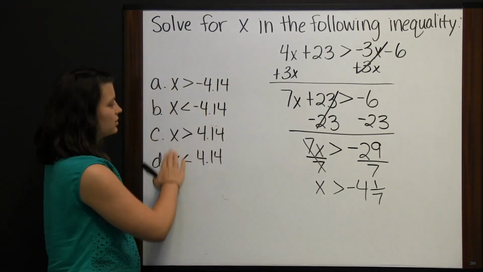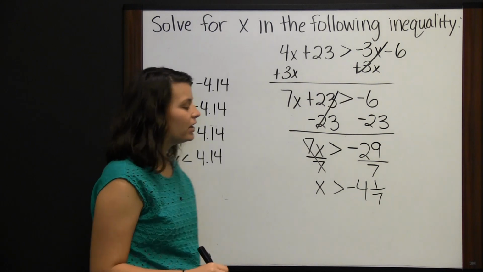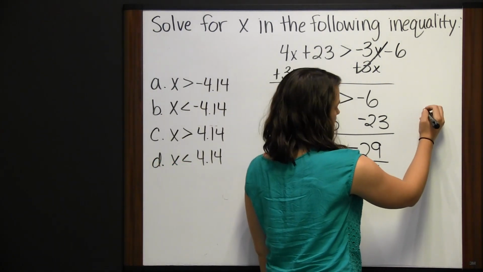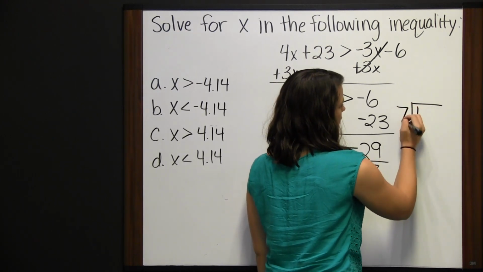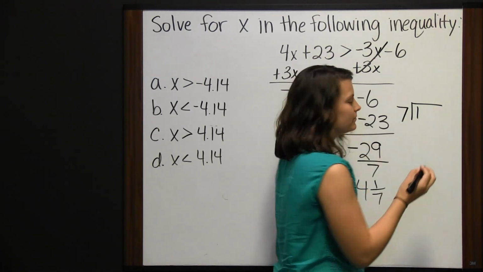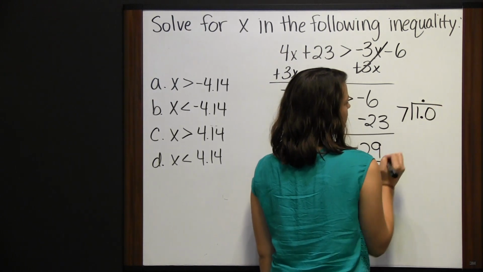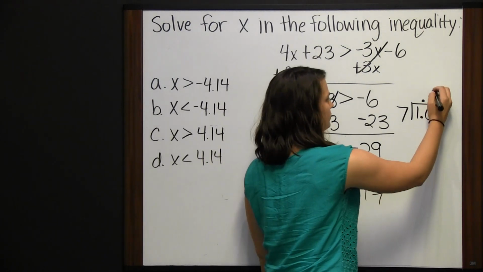Now if we look at the answers, you'll see that all the answers are in decimal form. And we can find out what 1/7 is as a decimal by dividing. So 7 doesn't go into 1, so we'll have to put a decimal here, which means bring a decimal to the top and add a 0 to it. 7 does go into 10 one time.